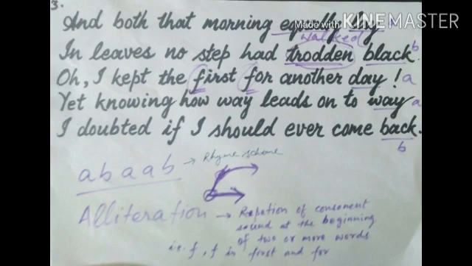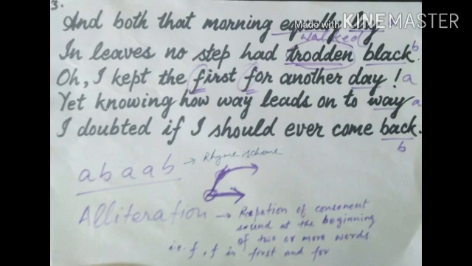And in the second line, the word black, and in the last line, that is the fifth line, we can see back. So black and back, they rhyme the same. So here again our rhyming scheme becomes A, B, A, B. Now another device used here is alliteration. As we can see in the third line, the F sound is repeated in the words first and for.